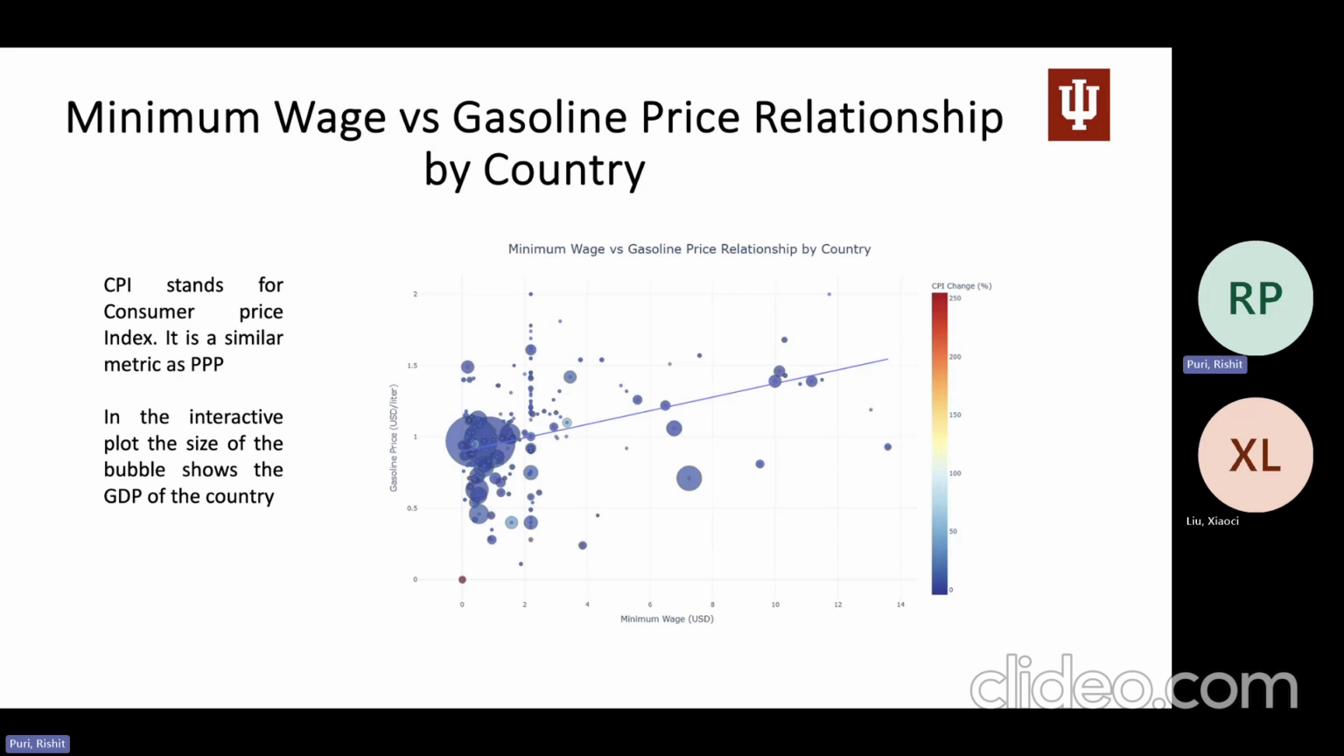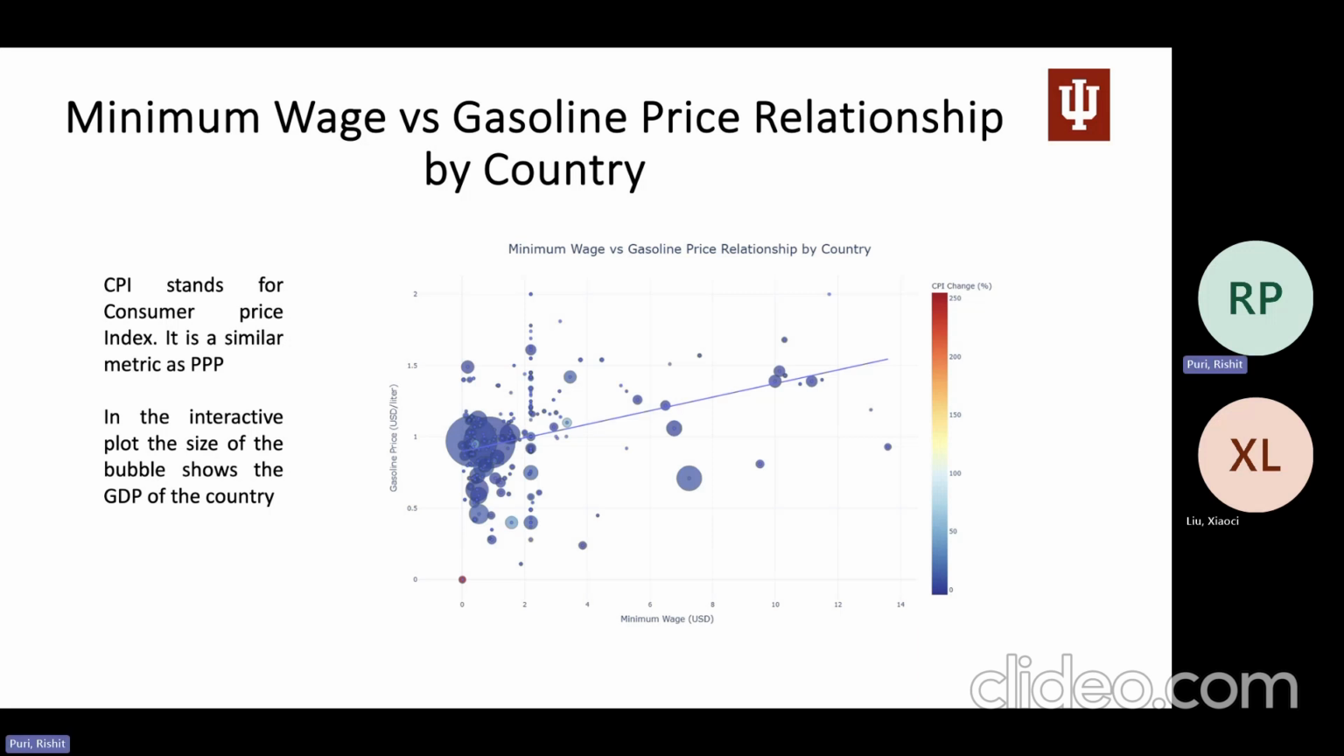We finally come to the bubble charts where we are comparing the minimum wage versus the gasoline price relationship by country. In this particular visualization, we are able to compare 3 variables together, which is the gasoline price on the y-axis, the minimum wage on the x-axis, and the CPI change, which is the color coding as it can be seen. There is also a fourth dimension which can be seen in this particular visualization, which is the size of the bubble. Here, the size of the bubble basically shows the GDP of a country.